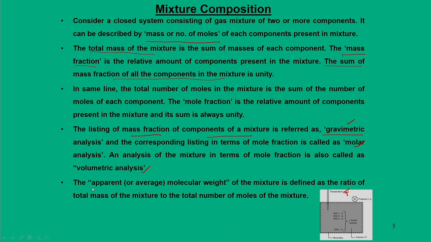Another important point is that we need to find out the molecular weight of the mixture. One way to do that is by considering their respective mole fractions or mass fractions, and knowing the molecular weight of each individual component, one can find the apparent or average molecular weight of the mixture. It is defined as the ratio of the total mass of the mixture to the total number of moles in the mixture.